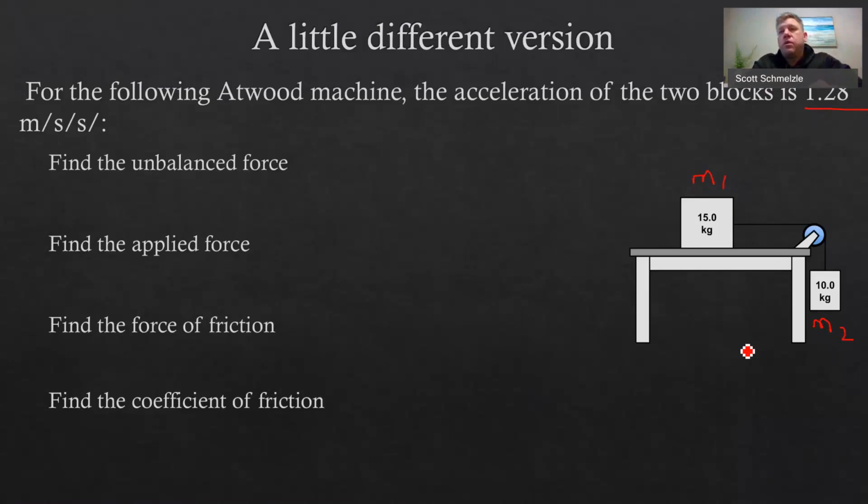So as a general rule of thought, what we're trying to do is fill out that F_un equals applied minus friction. That's the goal, all right? If we can fill out all the parts of that one with everything that we do, then we're in a great place, all right? So give it a shot. Try it out.